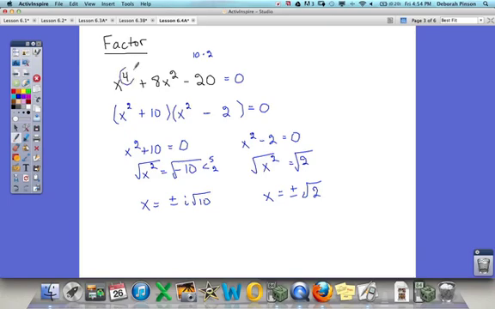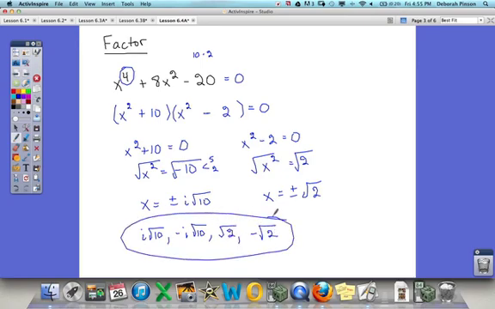Now this is x to the 4th. I'm going to have 4 answers. So positive, which I don't need to actually write, and that's why I did that. Positive i root 10. Negative i root 10. Root 2. And negative root 2. There are my 4 answers. Okay, let's do 2 more of these.